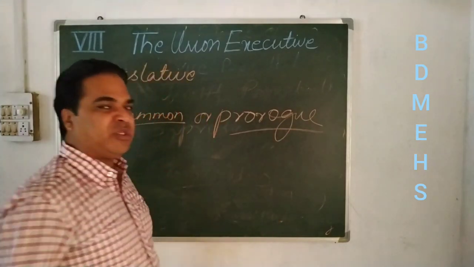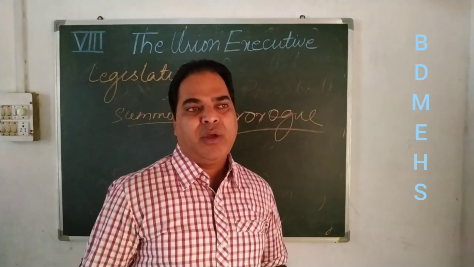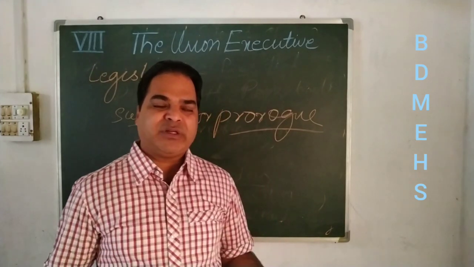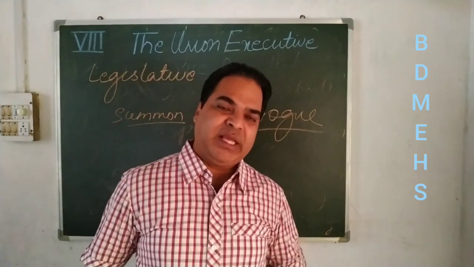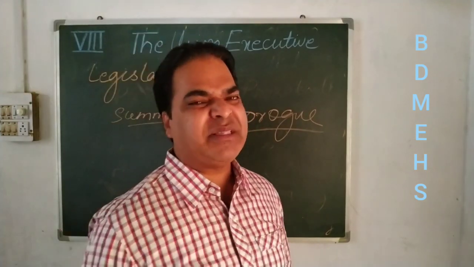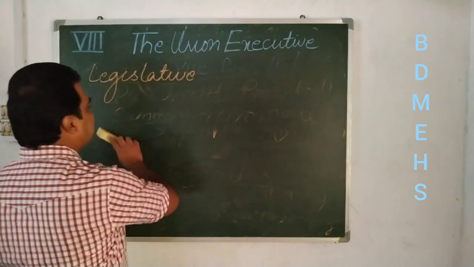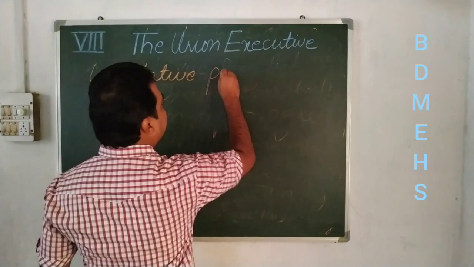Prorogue. So the President can temporarily suspend the Parliament if it is not functioning properly, or to teach them a lesson. Sometimes a lot of confusion and chaos takes place in the Parliament. In that case, temporary suspension can be done. Temporary activities of the Parliament can be suspended by the President. So this is the first important legislative power of the President of our country. Don't get confused.